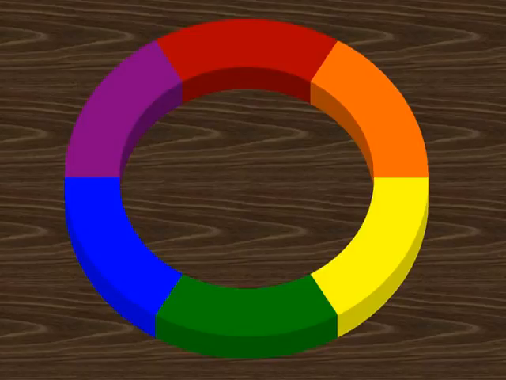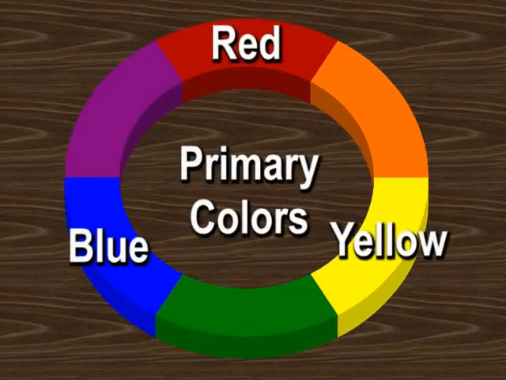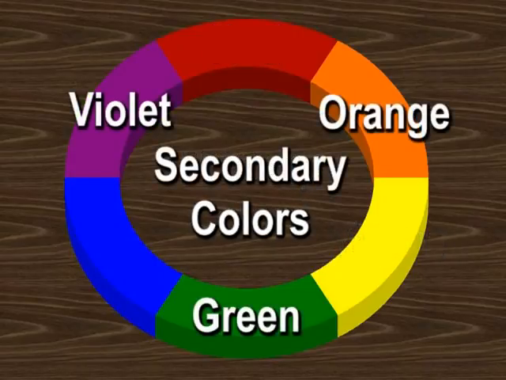First, some terminology. We'll begin with primary colors. The primary colors are red, yellow, and blue. They cannot be obtained by mixing any other colors. All other colors are made from these three, plus black and white. Secondary colors are made from mixing theoretical equal amounts of two primary colors. Orange, green, and violet are the three secondary colors.